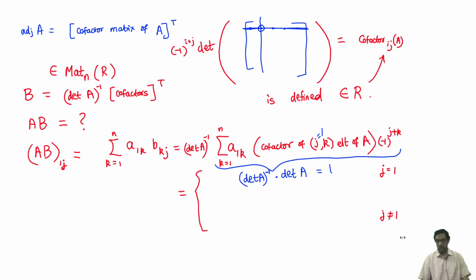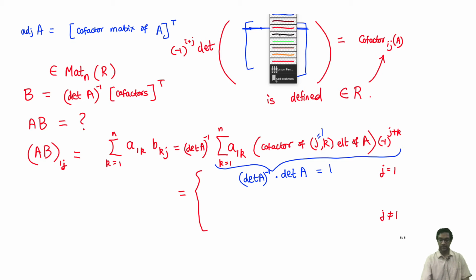Okay. Now, what about the other case? Suppose j is not 1. What does that mean? It's like saying I take the entries of the first row, these blue dots here, and I multiply them with the cofactors of some other row. Okay, j is different from 1. So for example, let's say j is 2. So I multiply these blue dots with the cofactors of the brown dots. So I do it along 2 different rows.